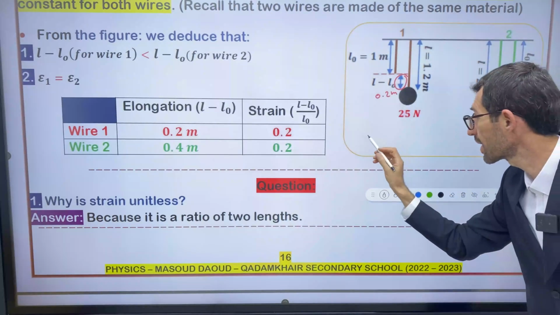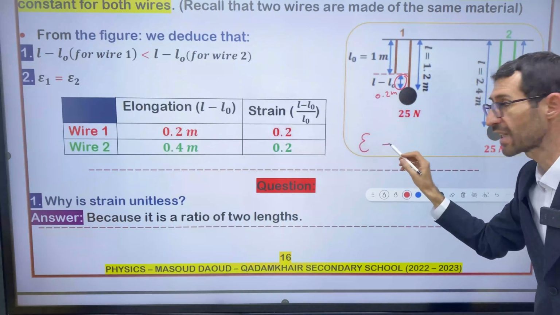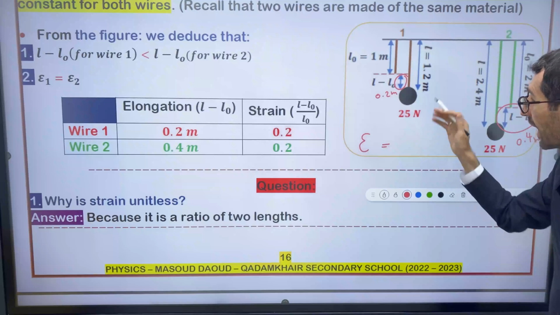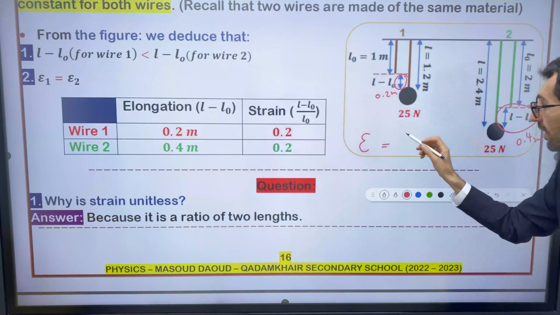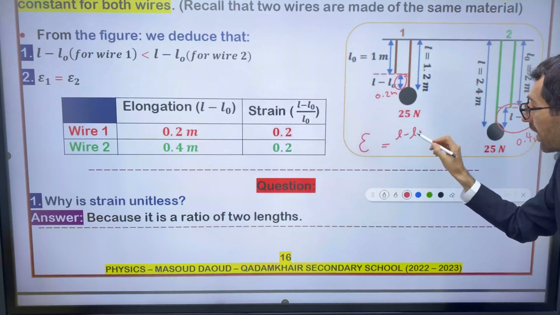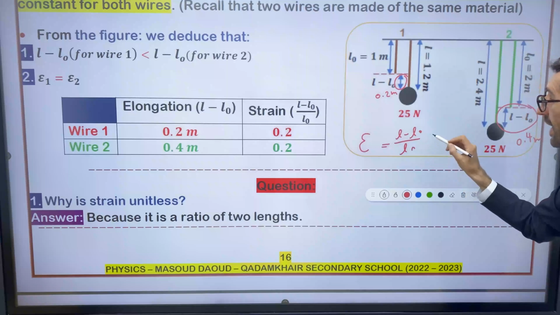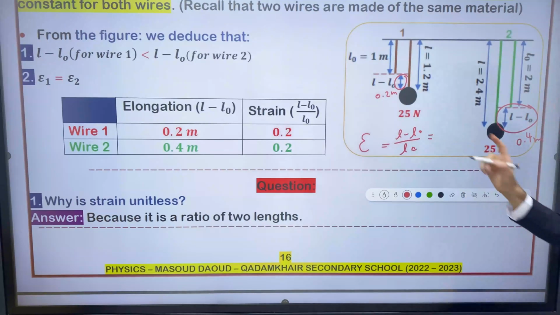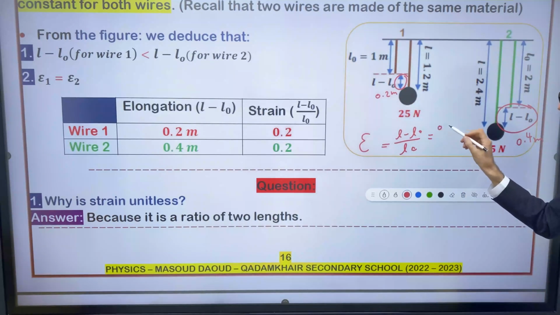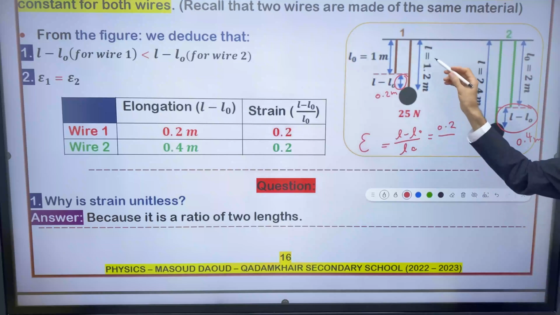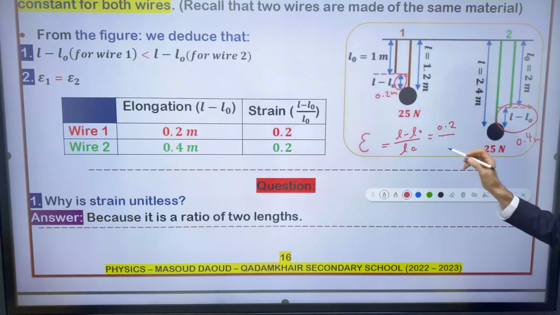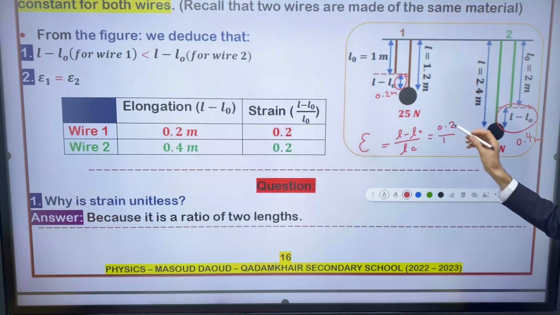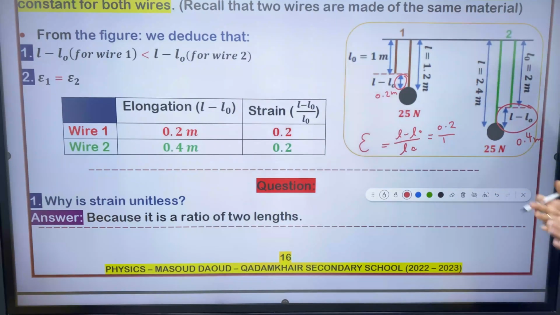I want you to find the strain for each wire. Let me do it for you. Epsilon is equal to L minus L naught divided by L naught. Let me write the equation. Substitute the numbers here. L minus L naught is 0.2, divided by the initial length, which is 1 meter. So 0.2 divided by 1 means 0.2, and it's unitless.